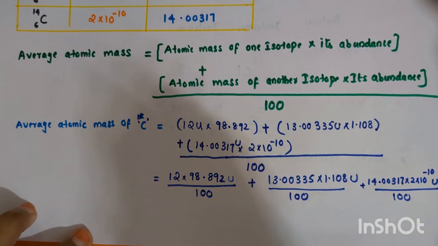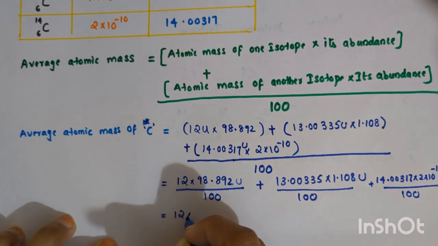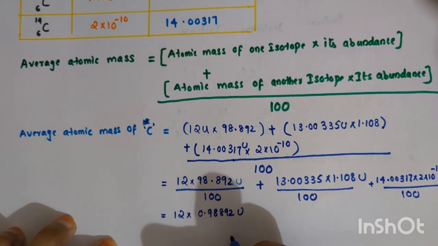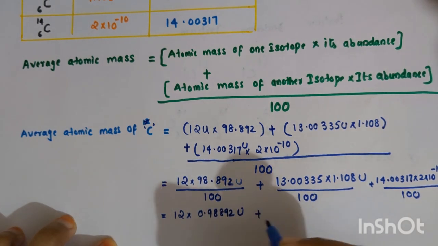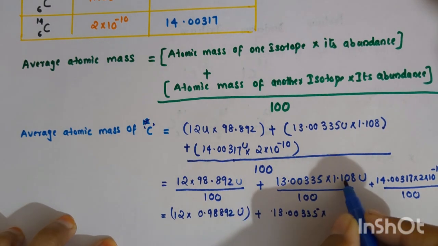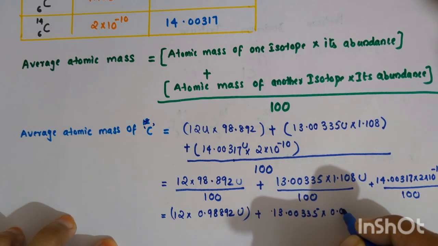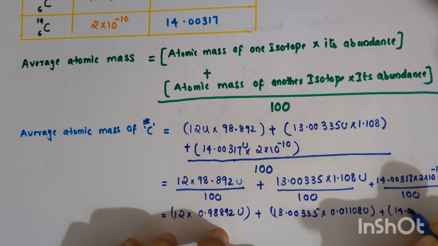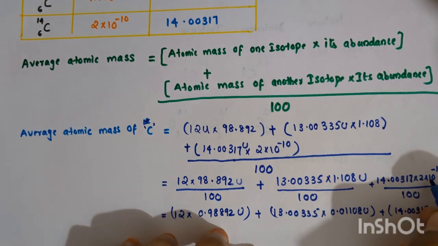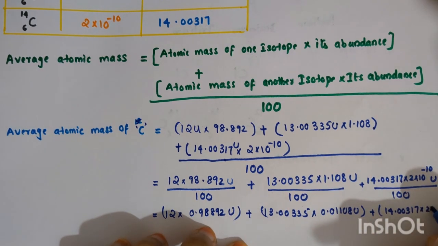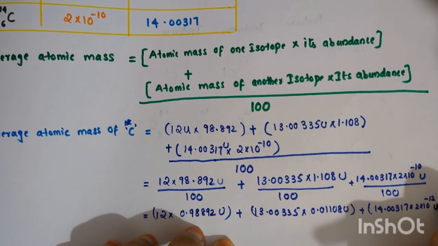Now this will be equal to 12 times 98.892 divided by 100, which is 0.98892, so 12 u times this, plus 13.00335 times 1.108 divided by 100, which is 0.01108 u, plus 14.00317 times 2 times 10 raised to minus 10 divided by 100. 100 is 10 squared, so when you take it to the numerator it becomes 10 raised to minus 2. 10 raised to minus 2 times 10 raised to minus 10 is 10 raised to minus 12, so this will be 2 times 10 raised to minus 12 u.